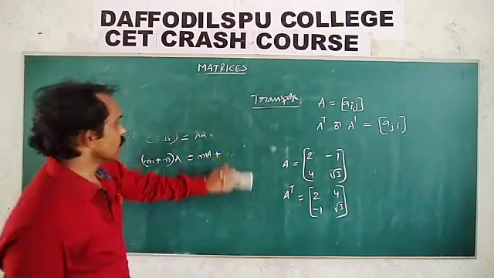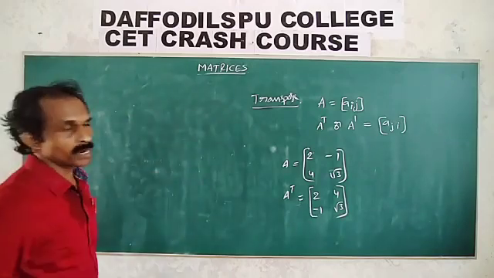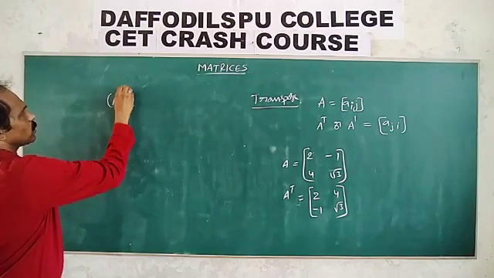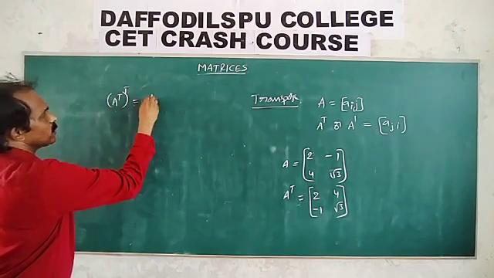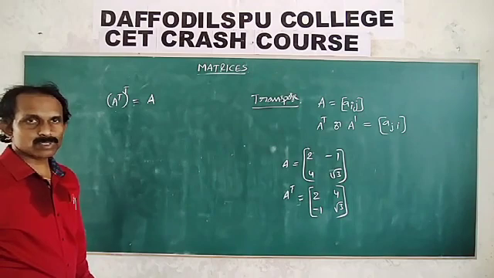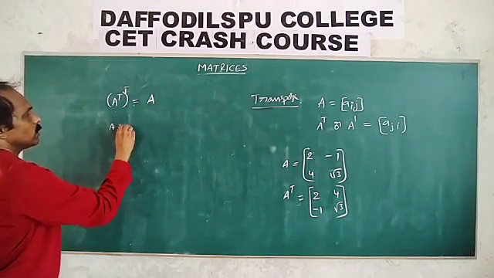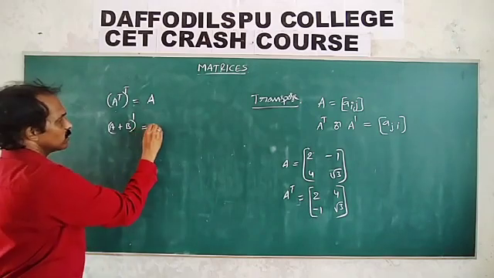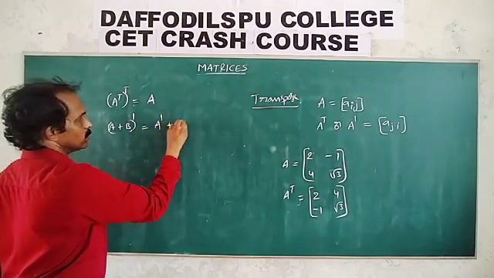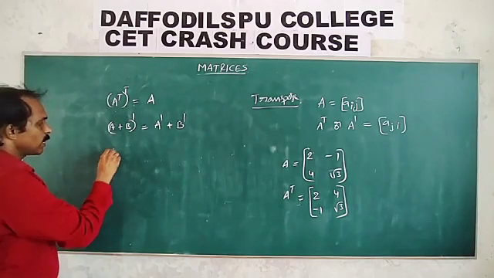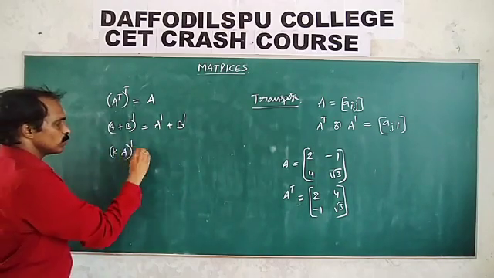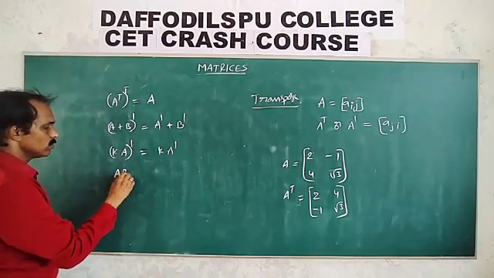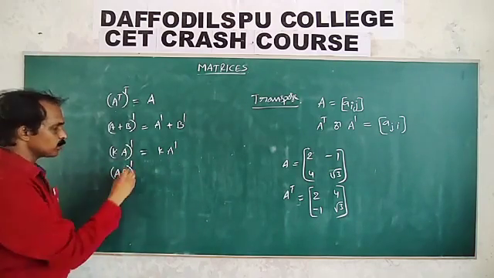Okay. Some properties are there for the transpose of a matrix also. A transpose whole transpose is equal to A. Next, A plus B whole transpose is equal to A transpose plus B transpose. K times A whole transpose is equal to K times A transpose. And one more property, AB whole transpose.